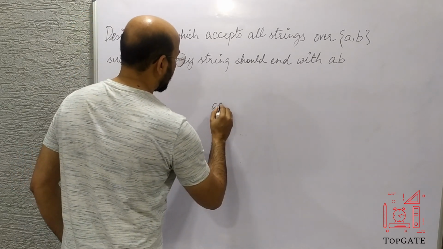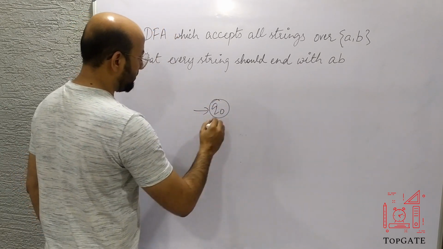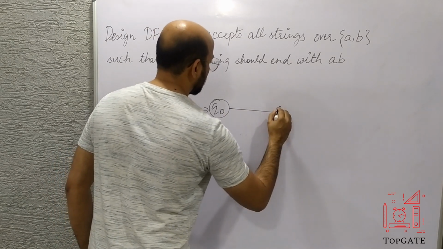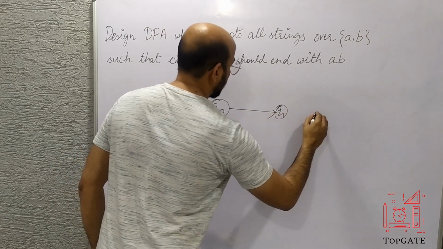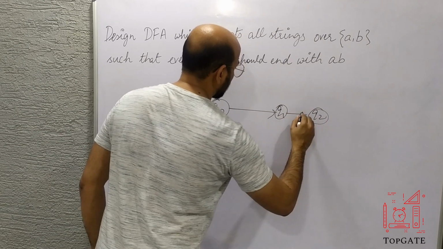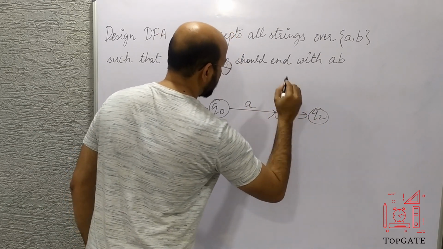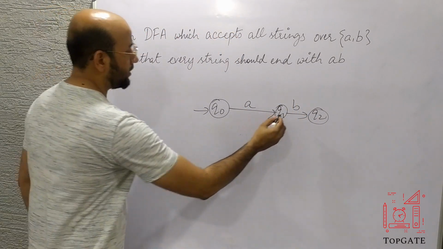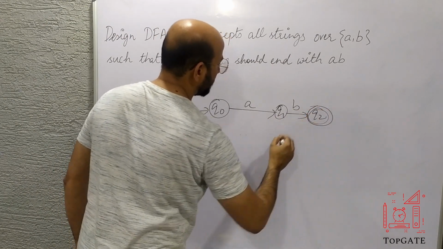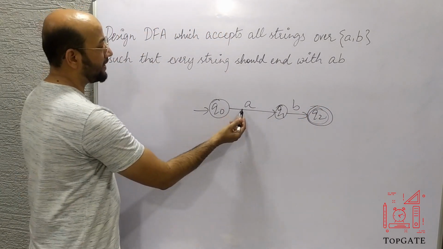What I need is to accept at least AB. So what I'll do, go to Q1 and then go to Q2. This is A and this is B. Okay, and make this final. So we are accepting AB.